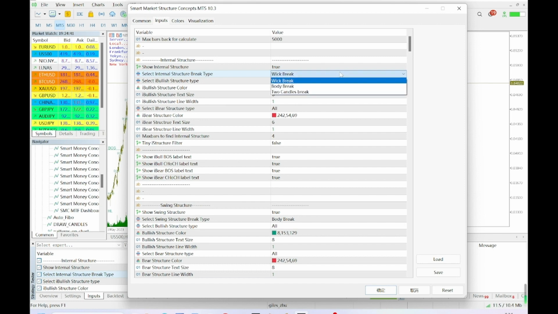There are also three types of breakthrough to choose from in the indicator: weak breakthrough, body breakthrough, and double candle breakthrough. The program defaults to using body breakthrough, and users can choose the type of breakthrough they need.